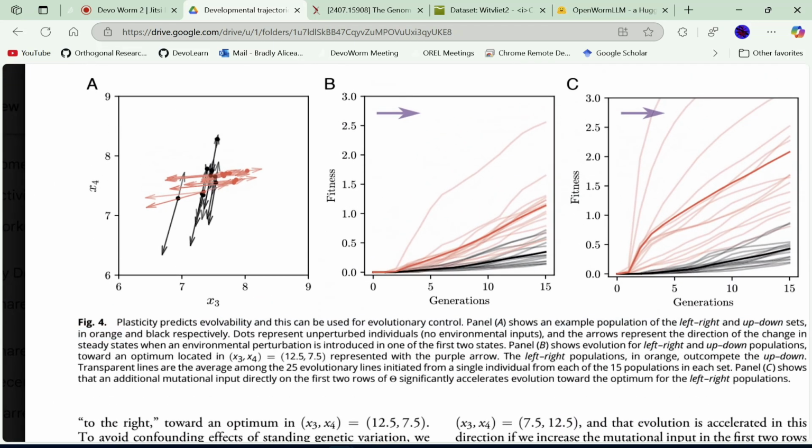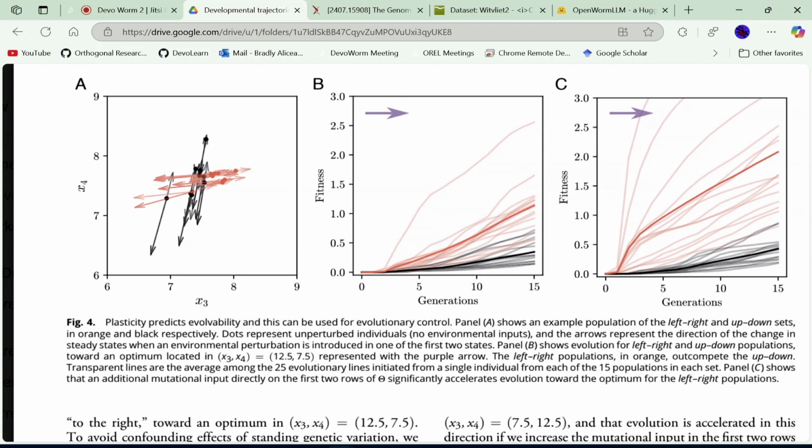So finally, let's talk about figure 4. So figure 4 shows these trajectories. It shows fitness over a number of generations. So this is evolutionary. And this is showing how plasticity predicts evolvability and how this can be used for evolutionary control. So you can see that you have these trajectories here. You have these trajectories in evolution. So let's look at this.